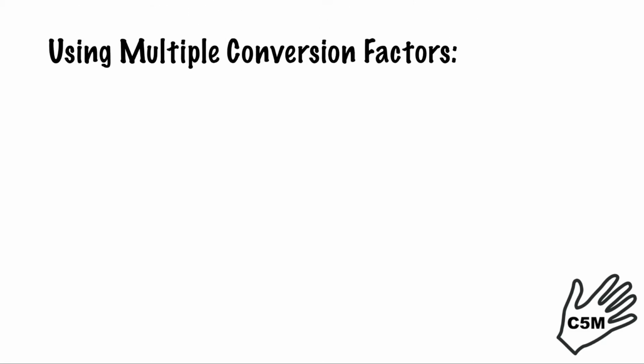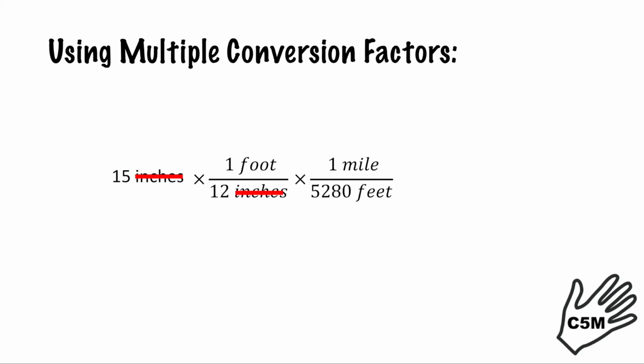Sometimes you will need to use more than one conversion factor to reach the desired answer. For example, say you were asked to convert 15 inches into miles. You may not know or be able to find a single conversion factor to convert inches to miles. But you know how to convert inches to feet. And you can find the equivalency between feet and miles, which can be included in the calculation because, as before, it is the same as multiplying by 1. Remember to put the desired units on top.